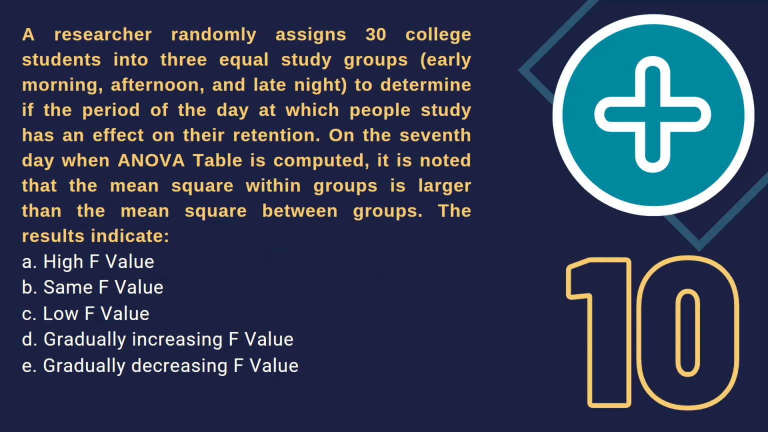The results indicate A. High F value, B. Same F value, C. Low F value, D. Gradually increasing F value, and E. Gradually decreasing F value. The answer is C. Low F value.